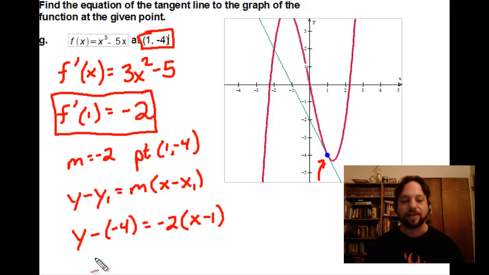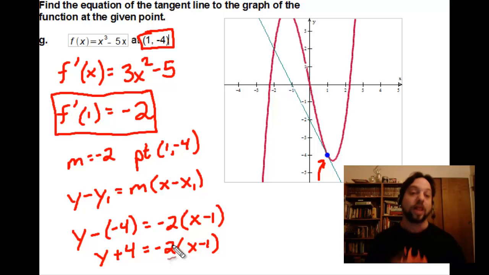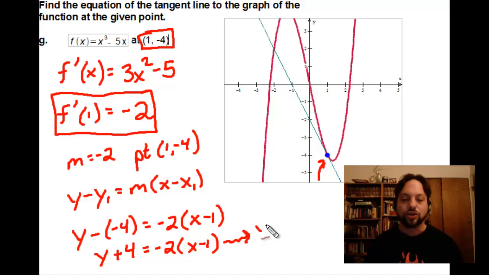Now if you want to simplify it, fine. We can say y plus 4 equals negative 2 times the quantity x minus 1. If you want to do that, that's fine. If you want to distribute the negative 2, that's fine. If you want to turn it into a slope-intercept equation, you can. But I'm going to caution you.